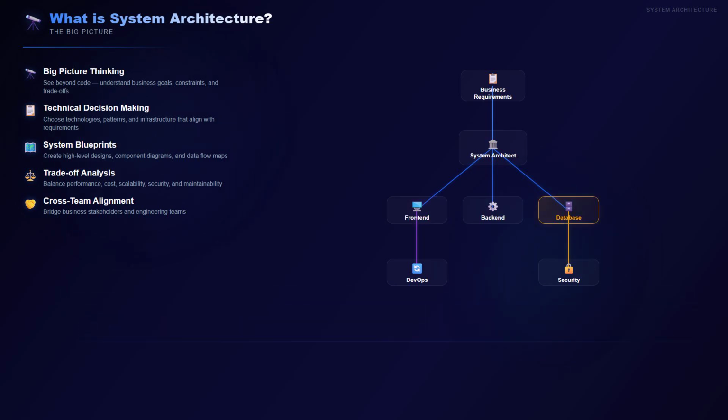Every decision has consequences. You also serve as a bridge between business and engineering. You translate business requirements into technical designs. You explain technical constraints to non-technical stakeholders. This communication skill is as important as your technical knowledge. The key areas you need to master are design patterns and principles, scalability strategies, distributed systems, data architecture, cloud infrastructure, security, and system design methodology. Let's dive into each one.